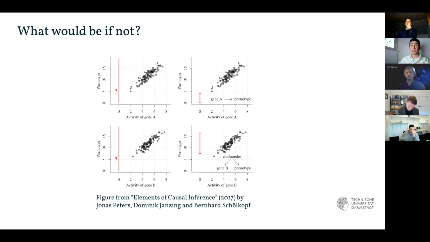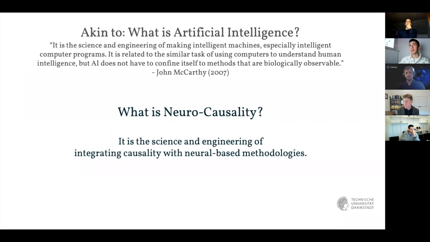And so the best guess you can have, imagine here again we could fit a linear regression line, and the best answer you can give is, I don't know, because you can't know, right? So in this case, it's a 50-50 chance you'll be right. And this is just not good. So I guess also to define the term now, I think it's really akin to artificial intelligence in general, that with neural causality, we are now trying to integrate causality with neural-based methodologies. And why do we want to do that? Well, they have been so successful, right? It just makes sense.